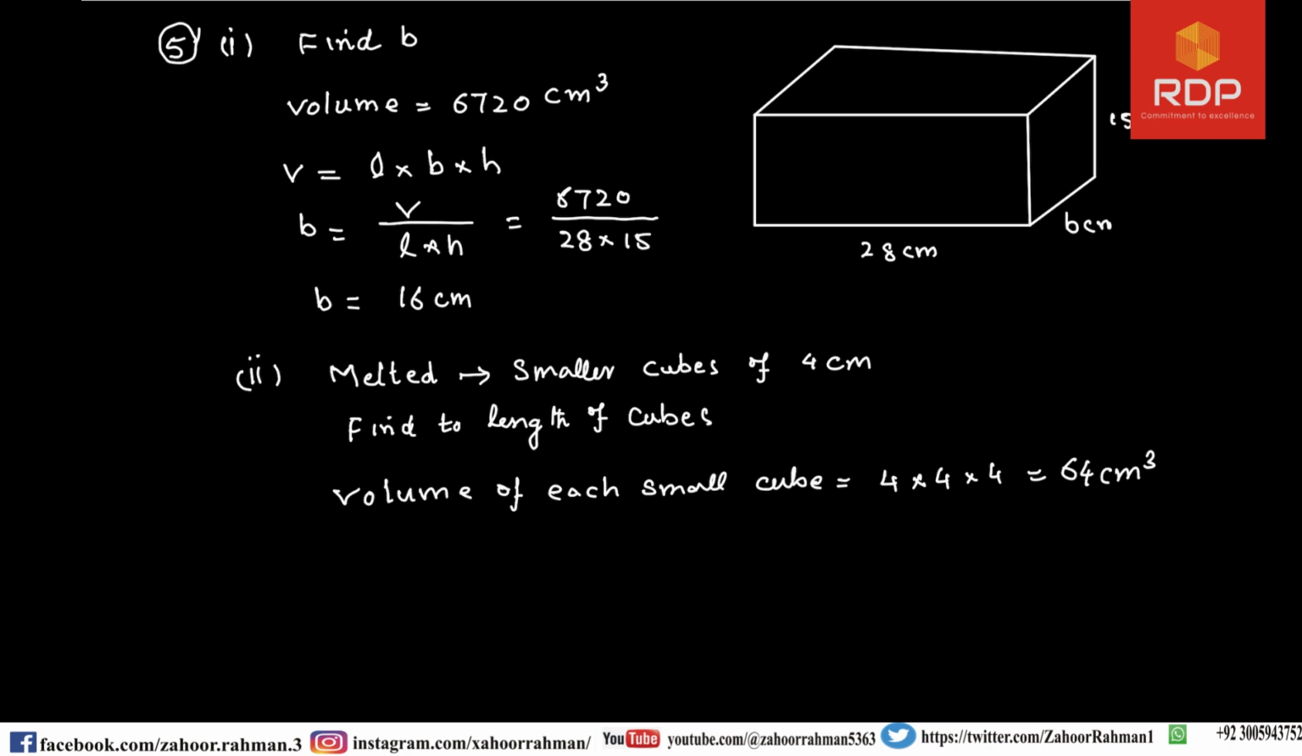Number of cubes to be obtained is equal to 6,720 divided by 64. So it will be equal to 105. So 105 small cubes can be constructed from that volume.